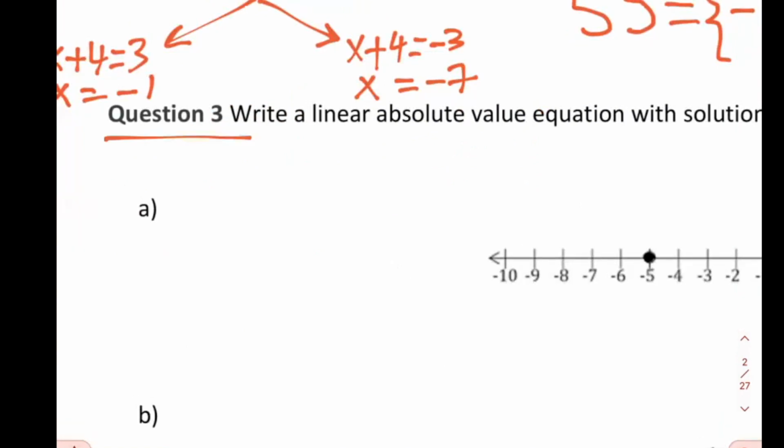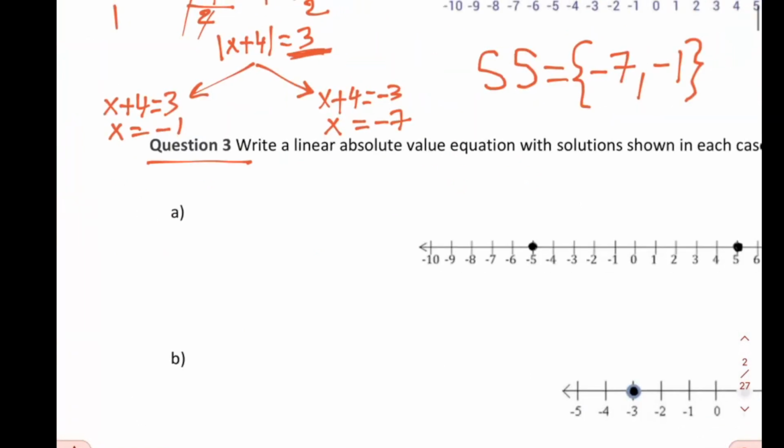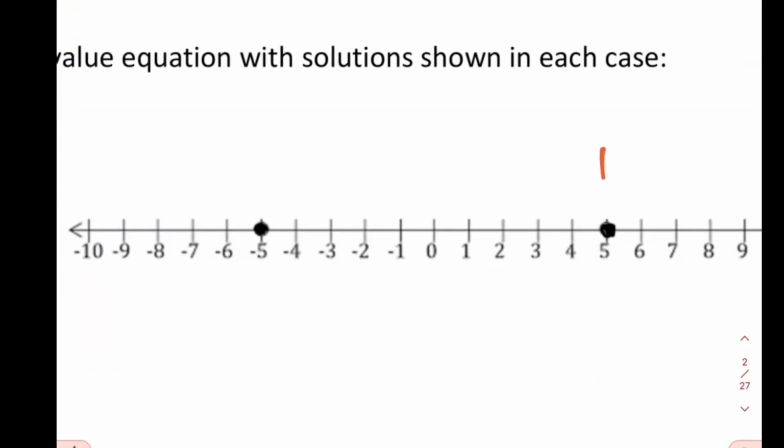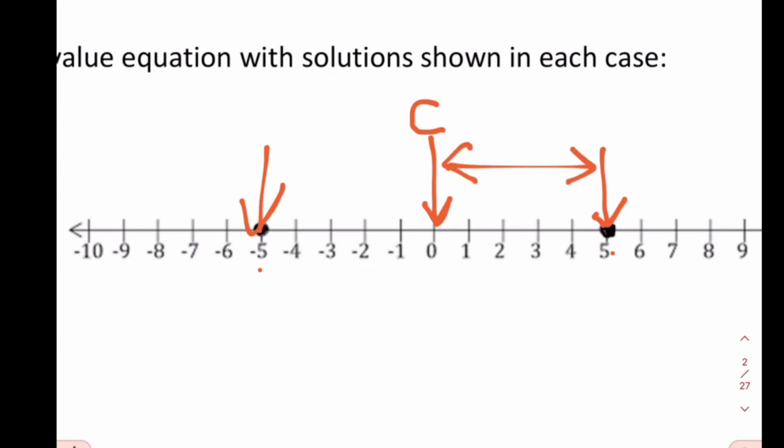Question 3. Let me show you how to do it quickly. When they give you two numbers here, like 5 and negative 5, you have to find the midpoint, the center between them, which is negative 5 plus 5 in the middle, you get 0. This is your center.